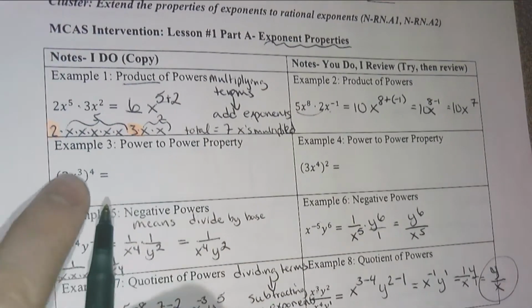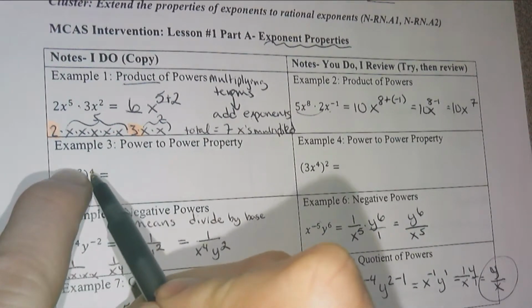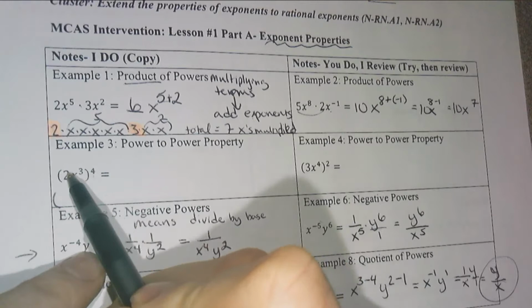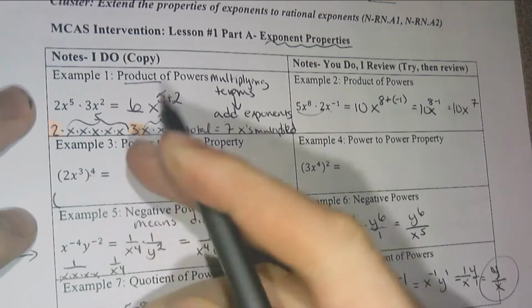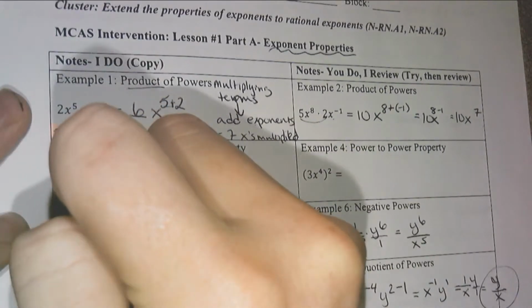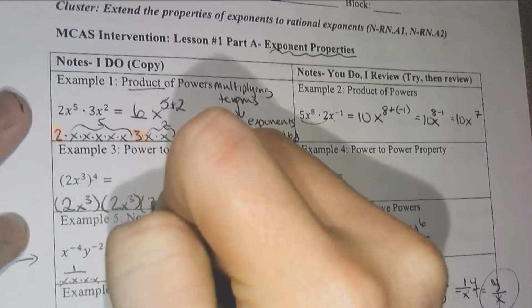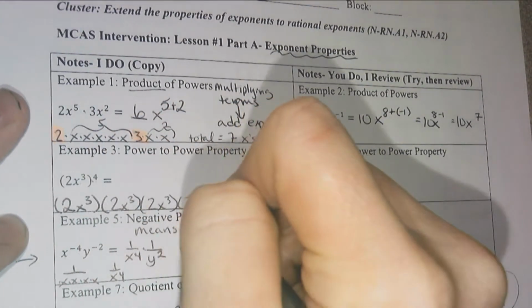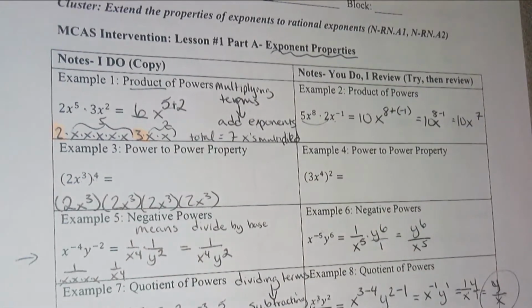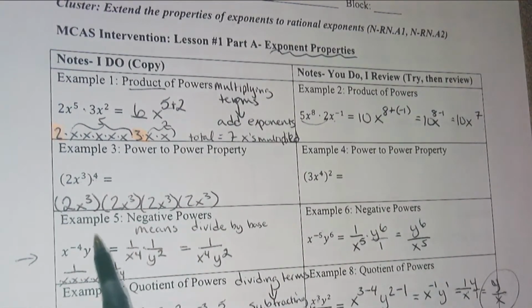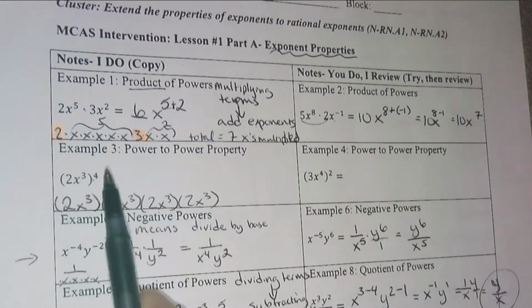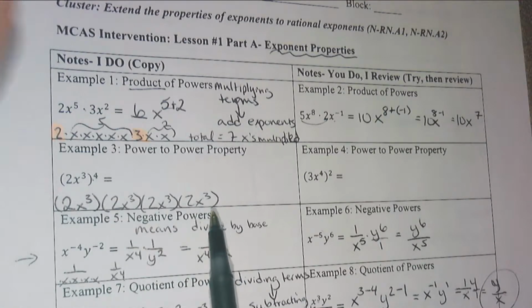saying take whatever's inside these parentheses and multiply that by itself 4 times. So whatever's in here, well, there's 2x cubed in here, so I'm going to multiply it by itself 4 times. 2x cubed times 2x cubed times 2x cubed times 2x cubed. So this is a totally valid approach. It's going to get us the right answer. It's going to end up being hard if we had to write it out much more than 4 times, though.